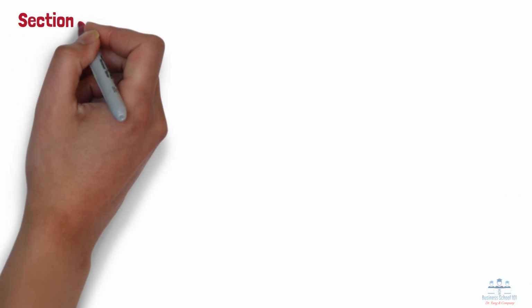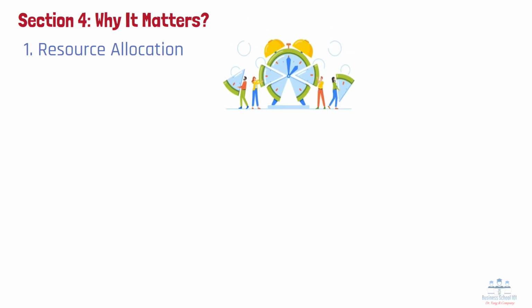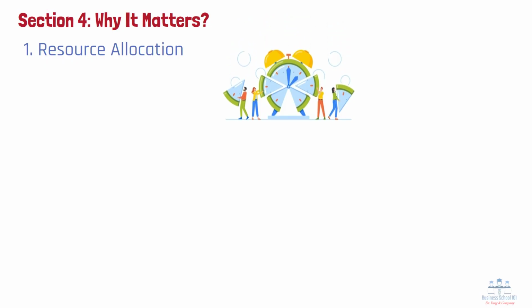Section 4. Why it matters. Understanding the law of diminishing marginal returns is essential for 2 reasons. Number 1. Resource allocation. Knowing when returns start to diminish allows companies to allocate resources, whether labor, capital, or materials, more efficiently and avoid overinvestment.